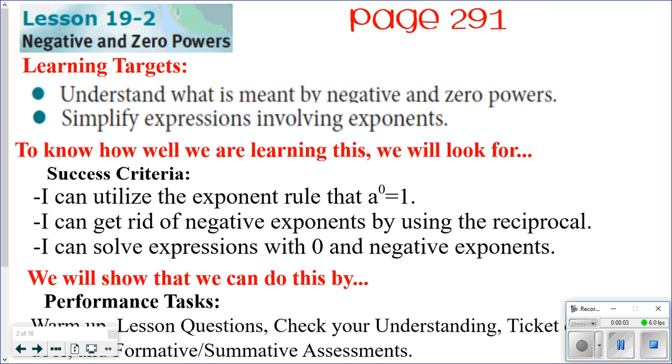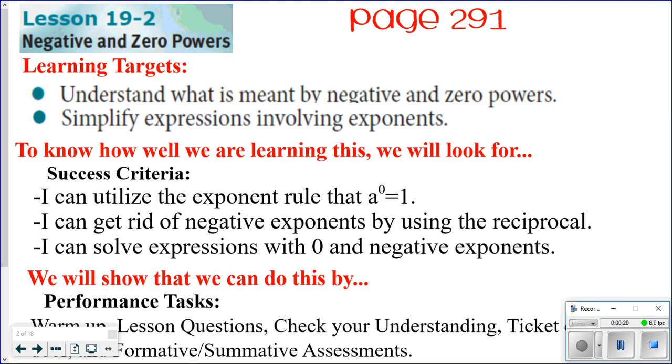Open your books to page 291 and take out your yellow exponent graphic organizer. We are learning lesson 19.2 today called negative and zero powers.